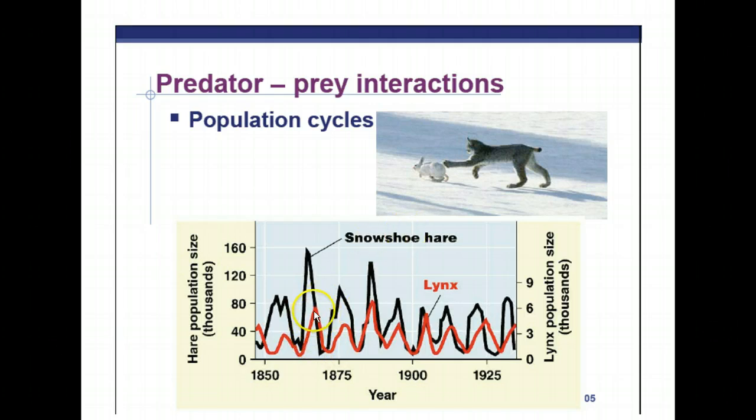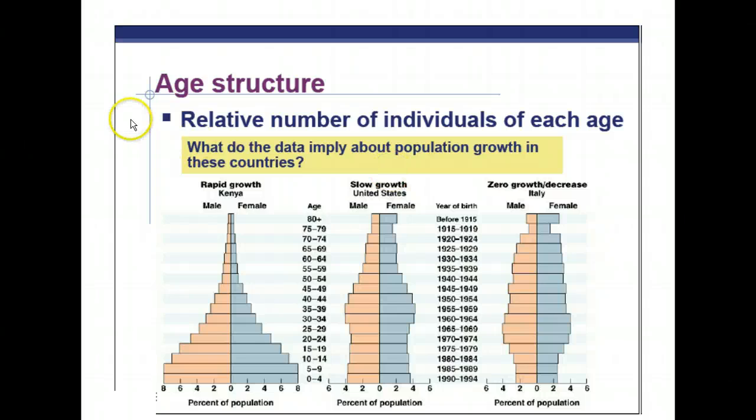They're totally dependent on that one food source, the snowshoe hare, and as a result of the snowshoe hare population going down, the lynx population goes down as well. So this is another factor affecting population sizes and population ecology. The snowshoe hare is about the only thing the lynx eats in its ecosystem, so it's completely dependent on that one food source. Age structure pyramids, you have to be able to analyze this.